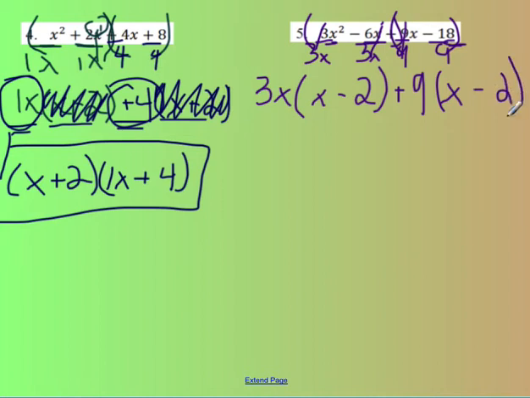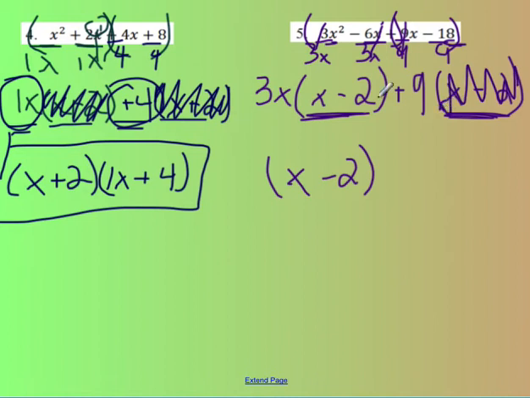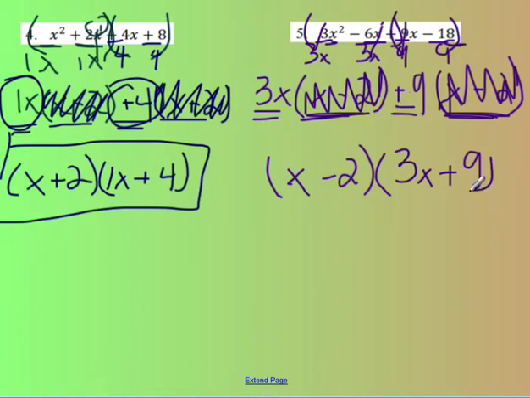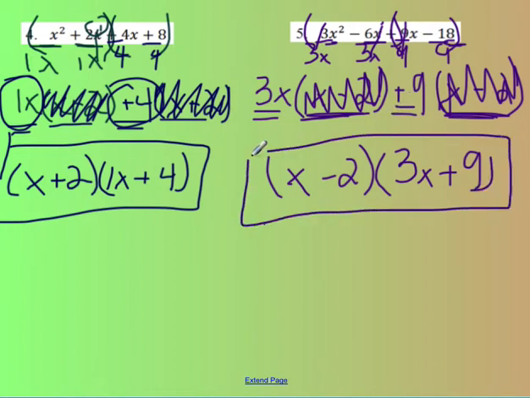So now I notice that my leftovers here are matching. X minus 2 and x minus 2, those are the same. So I'm going to take them and write them as one parenthesis, and then I'm going to completely get rid of those two parentheses. In my second parenthesis, I'm going to write the two terms that were left over. So that was 3x plus 9 goes in the second parenthesis. And this right here is my final answer for number 5.